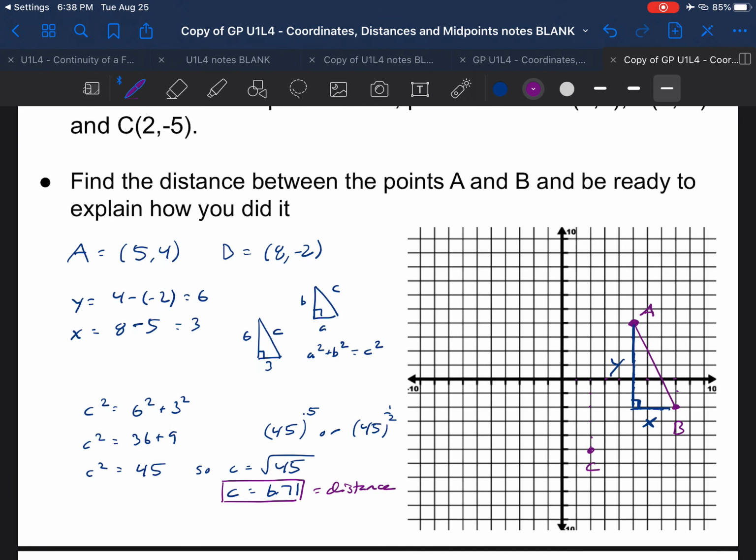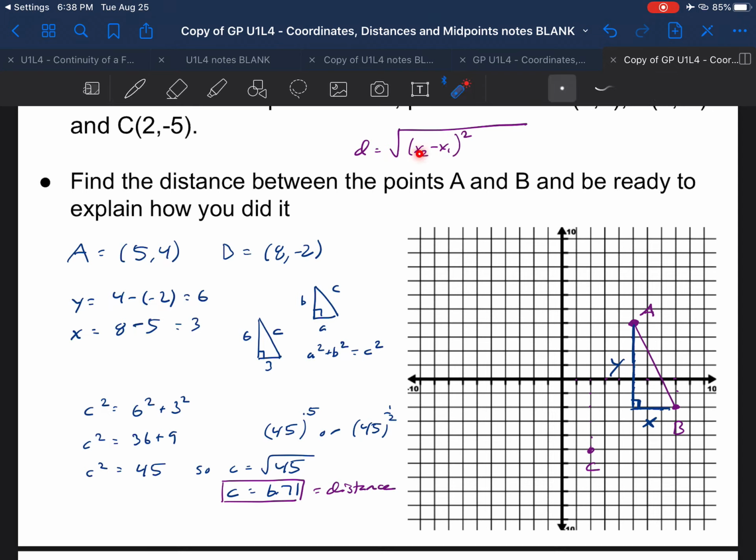Now, if we want to generalize this, which I think we will, the general formula for the distance between 2 points is the square root of, remember, we did the Pythagorean theorem, and we got 6 and 3. How do we get those? Well, we got 6 by subtracting the y values. We got 3 by subtracting the x values. So the total distance is equal to the change in x, which is x2 minus x1, squared.